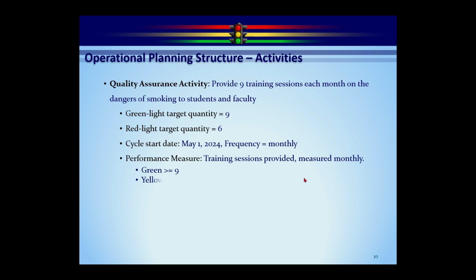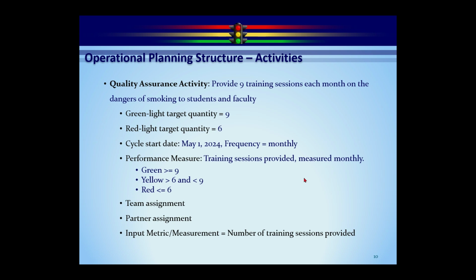Our performance measure in this case is going to be created for us. It's going to say training sessions provided, measured monthly, and then our green, yellow, and red. And then team and partner assignments. And as you can imagine, our metric in this place is pretty simple. How many sessions did we provide? So we're going to go in there on a monthly basis or whatever we're doing and say, hey, I did my 9 training sessions. The light's going to turn to green, and away we go.